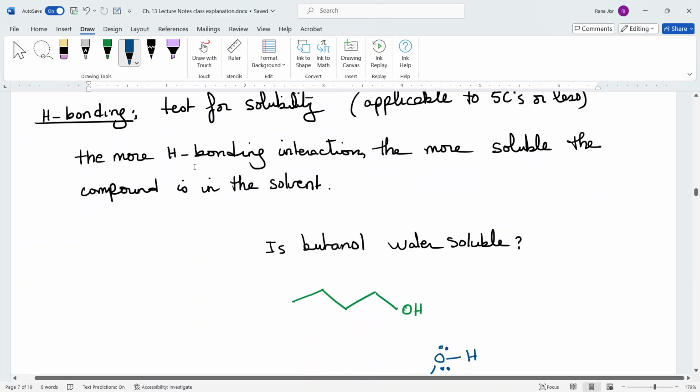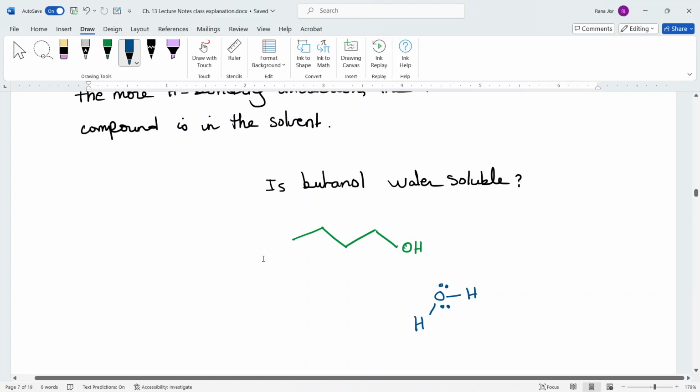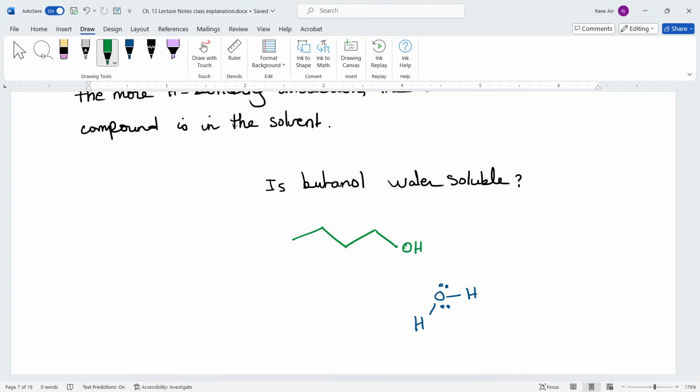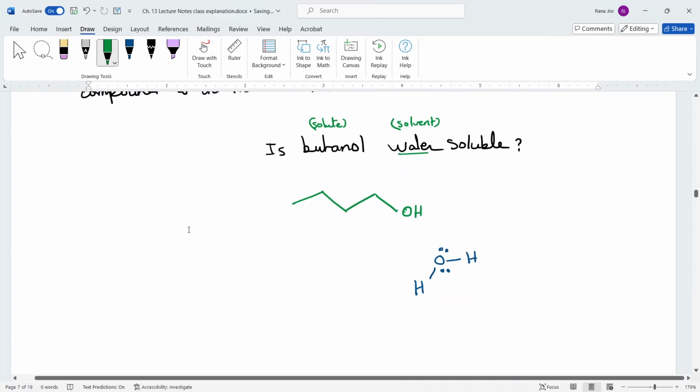The rule says that the more hydrogen bonding interactions I have between the solute and the solvent, the more soluble the compound is in the solvent. So let's say I give you this question: is the butanol water soluble? The first thing that you would need to figure out is that the butanol is going to be my solute, and water is going to be my solvent. You always have to figure out what is your solute and what is your solvent. Just put them above each other like that, and then consider the rule for hydrogen bonding.